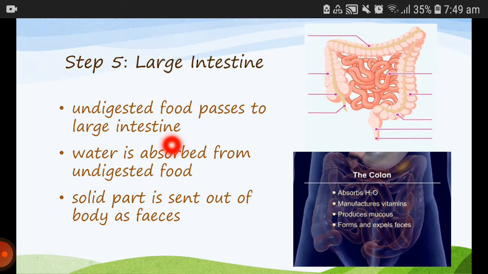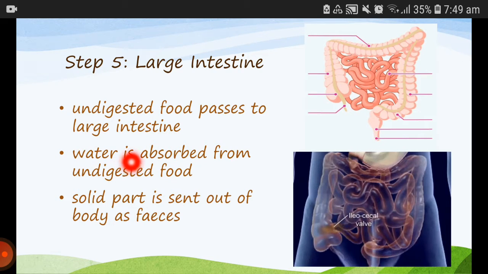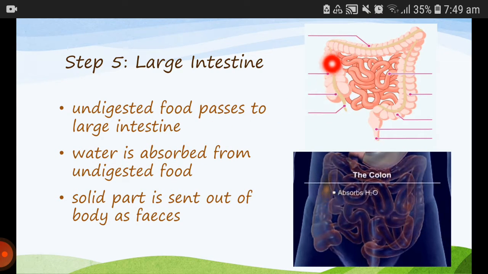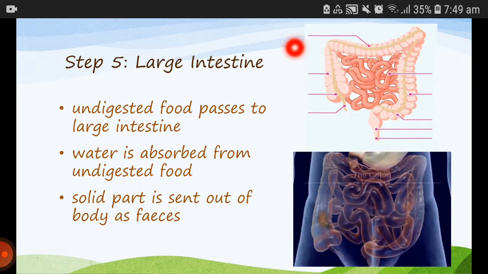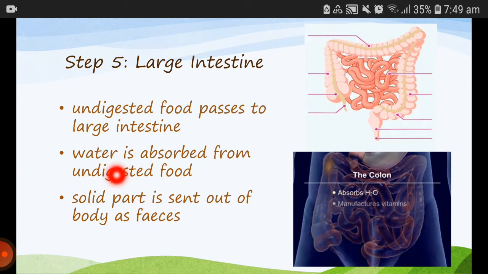And what happens in the large intestine? Water is absorbed. In the large intestine, water is absorbed back into the body from the undigested food. The undigested food has small amounts of water in it.